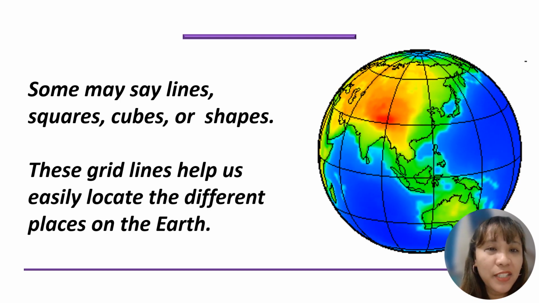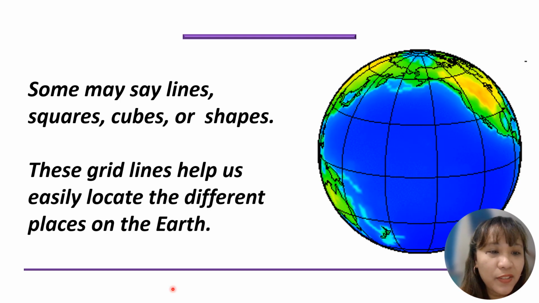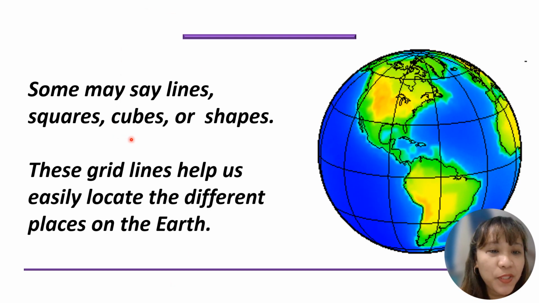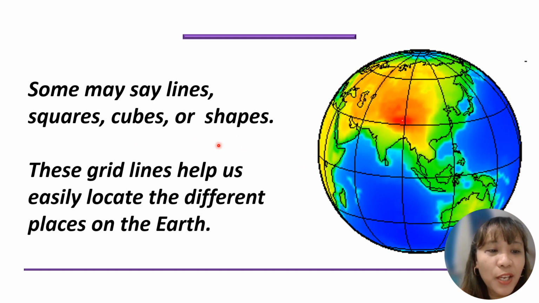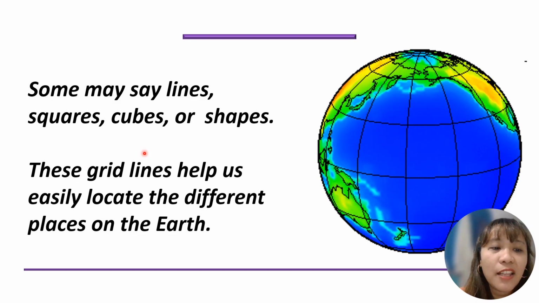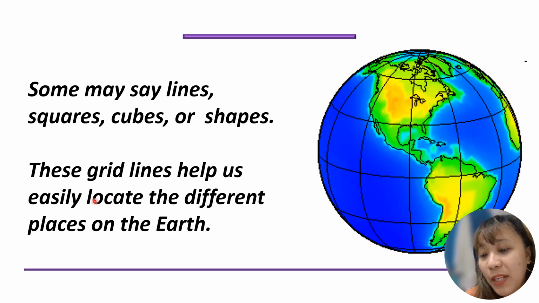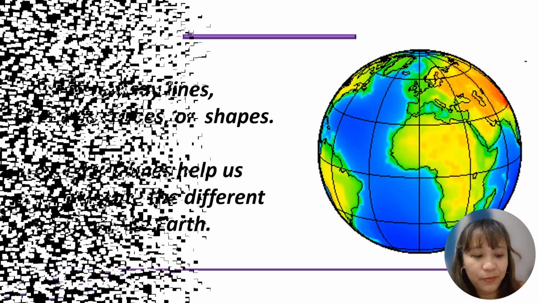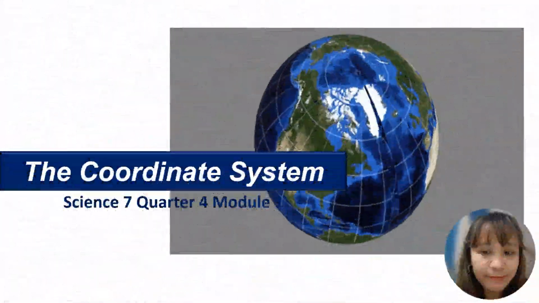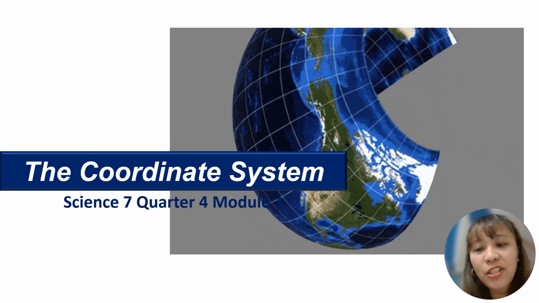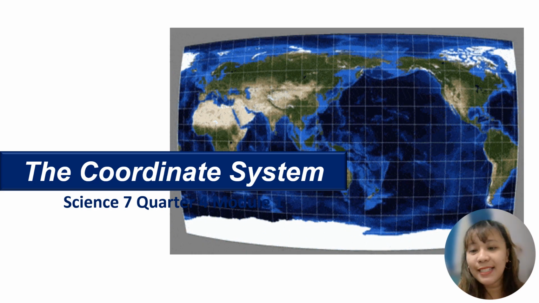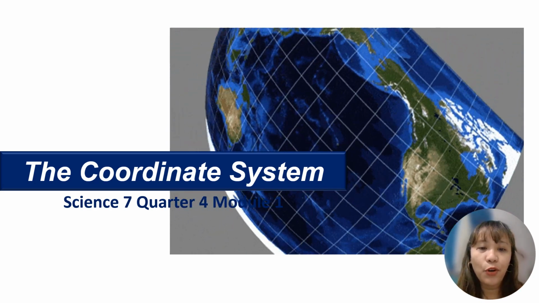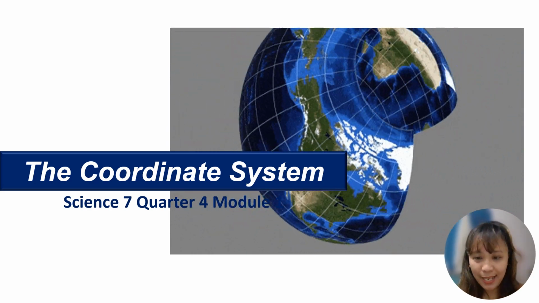Some of you may have said lines, some may have said squares or cubes, some others may have said shapes. These lines, cubes, or shapes are actually the grid lines that help us easily locate the different places on the Earth. The grid lines that we mentioned in the other slide are actually part of the coordinate system, which is our lesson for Module 1 of Quarter 4 in Science 7.